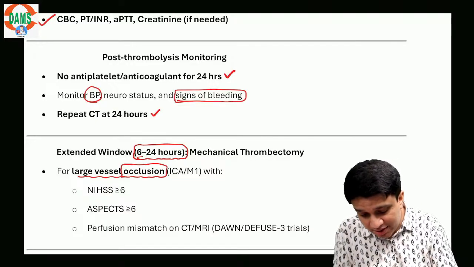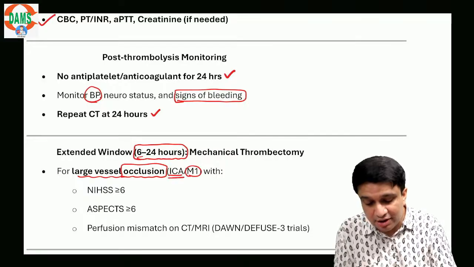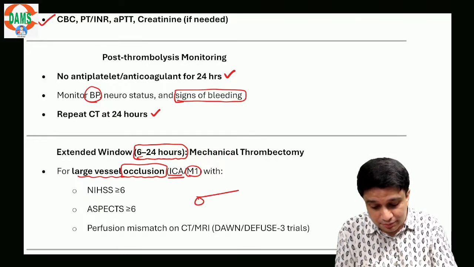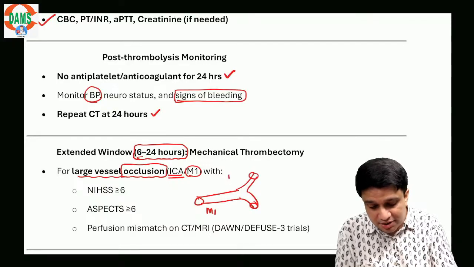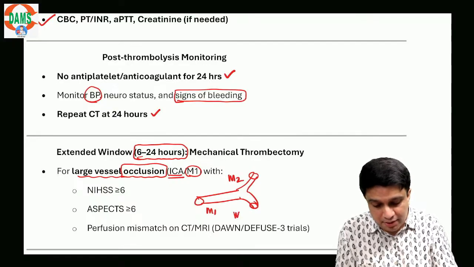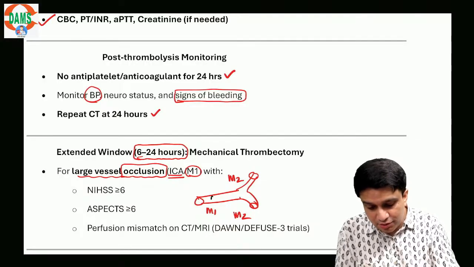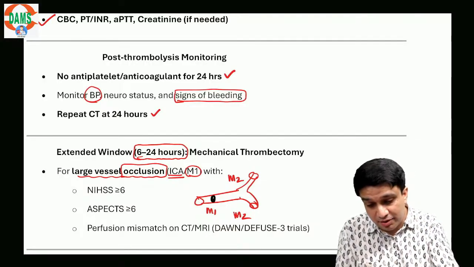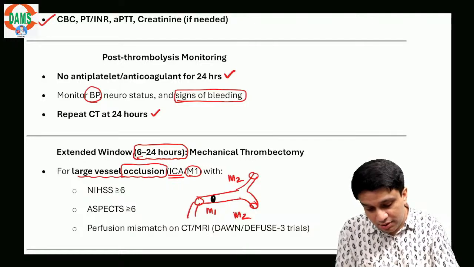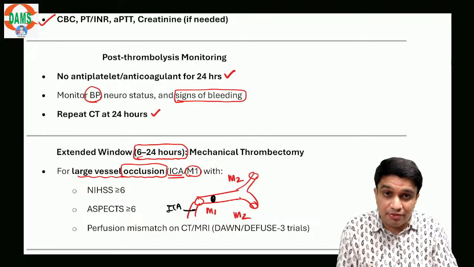If the patient has M1 occlusion or internal carotid artery occlusion, what is M1? Look at MCA. This is M1, this is M2. The M1 occlusion is a large vessel occlusion, or even if the internal carotid has been involved this time. The mother of MCA is ICA. Any one of them involved is a large vessel.